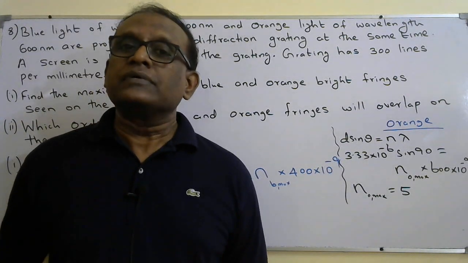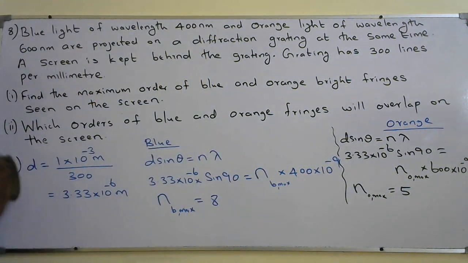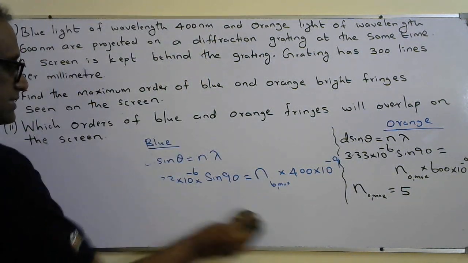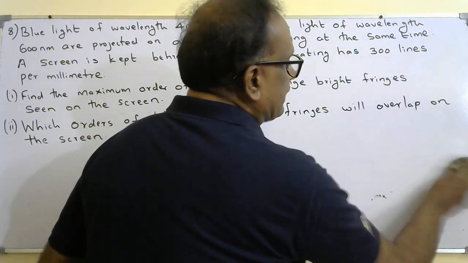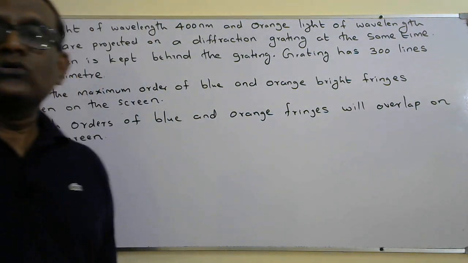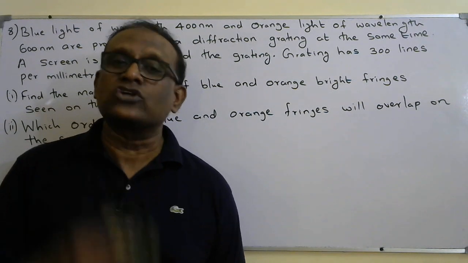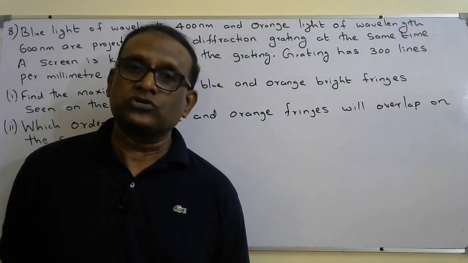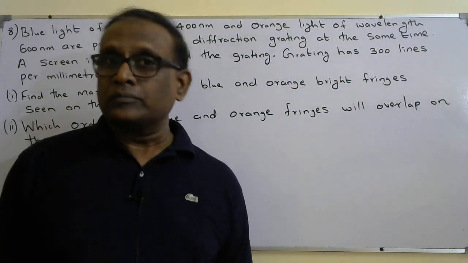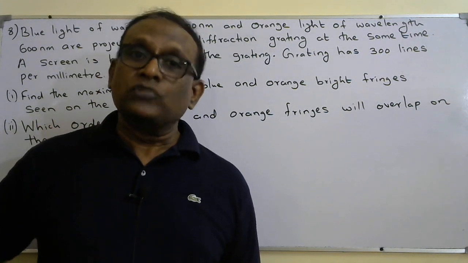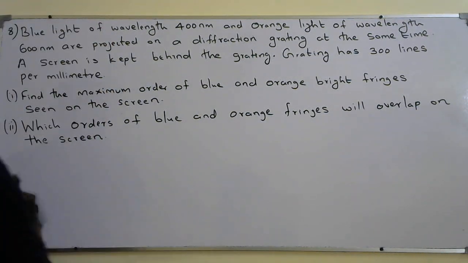If they want to overlap, the angle of diffraction should be the same for both bands. Those are overlapping, so they should have the same theta. If theta is the same, then x will be the same because tan theta equals x over d. See the theory I did today: tan theta equals x over d, where x is the distance from the zeroth order. So theta is the same for both, meaning x will be the same, but they could be different orders of blue and orange. Theta should be the same.